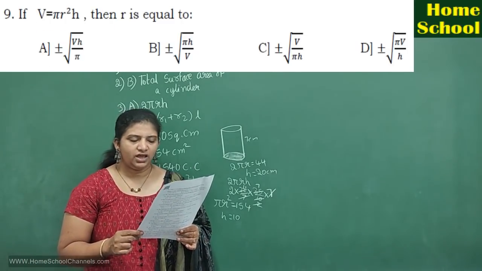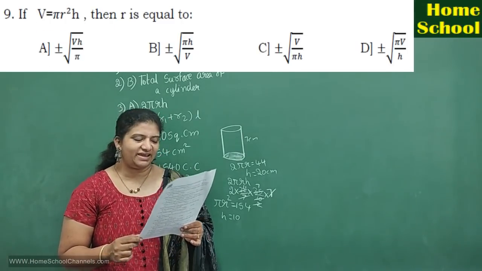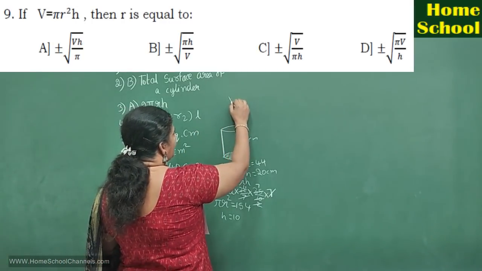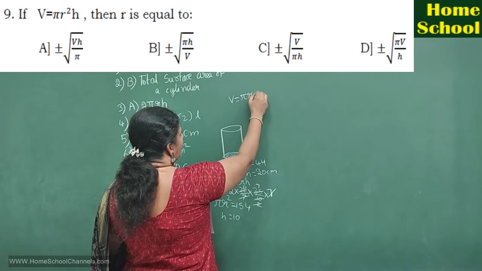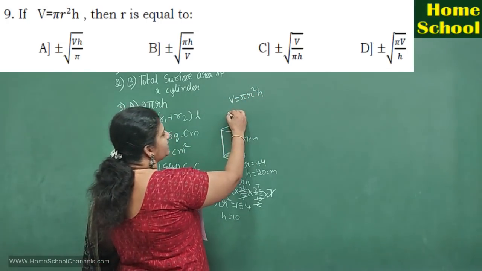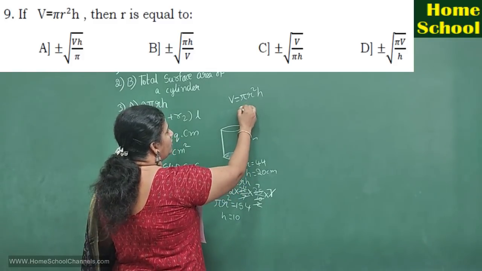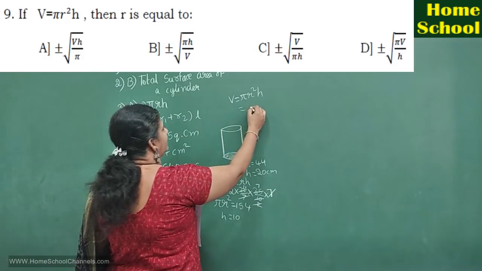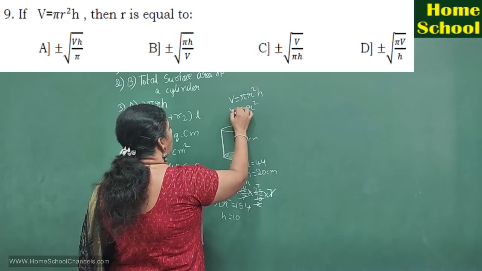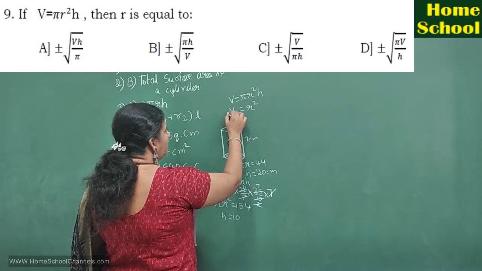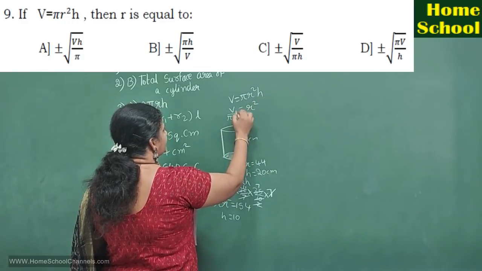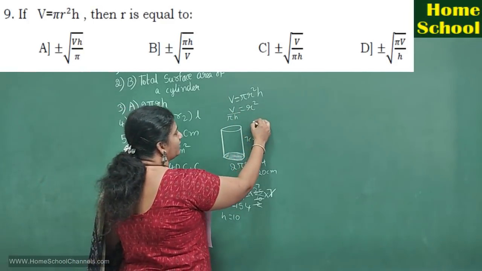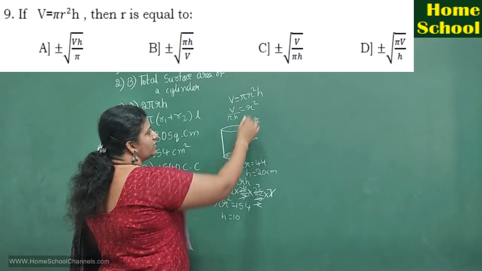Coming to the ninth one. If V is equal to pi r square h, then r is equal to what? Look here. In this formula, other than r, send the other terms to the other side. r square is multiplied by pi h, so it becomes a divisor. Pi h will divide V. I want only r, so r square is equal to V by pi h.